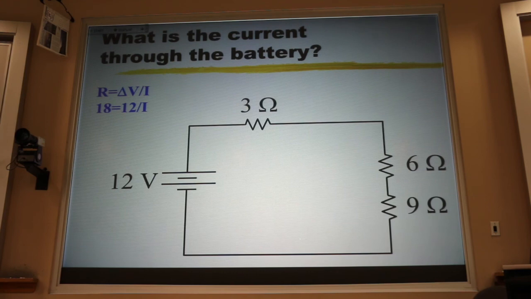Using V equals IR, I can solve for I. And I'm going to get I is equal to 12 over 18, or 2/3, or 0.67 amps. See if your neighbor followed that, please. Do a buddy check. Quick buddy check.